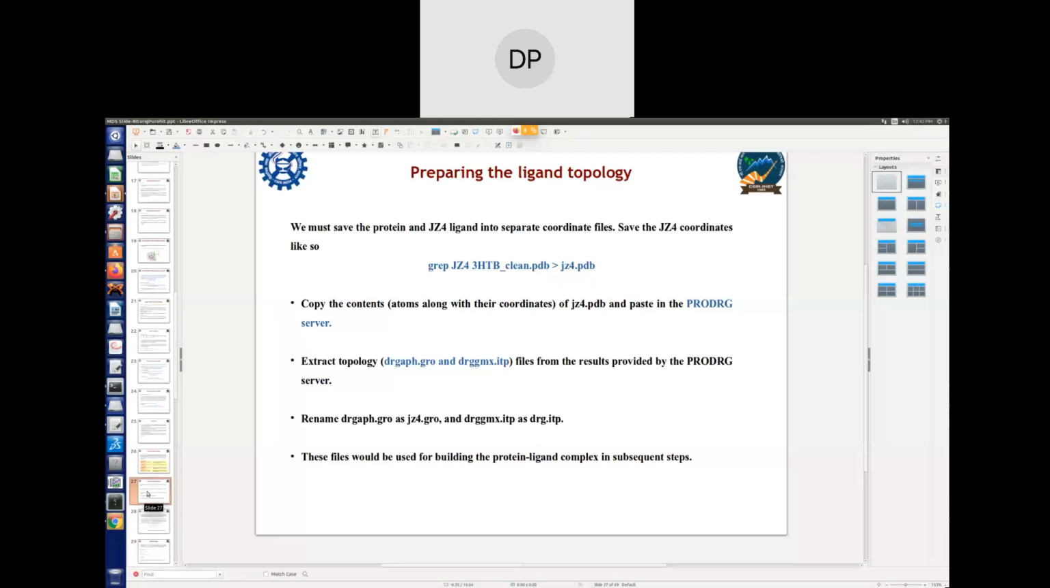But before that, you should know what the topologies are, how we can generate them, and why we are generating them. Why are we not able to generate the ligand topology through GROMACS? Why are we taking help of an external source like the ProDRG server? Because GROMACS does not have all the parameters for your ligand. That's why we are taking it. After taking the topologies from ProDRG, we need to mix it, right? This file would be used to build the protein-ligand complex in subsequent steps.